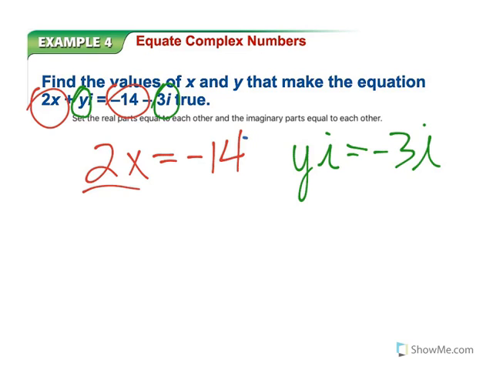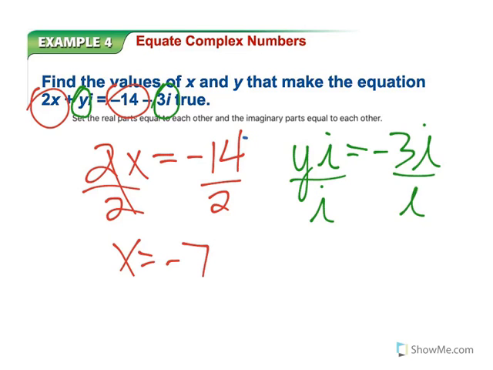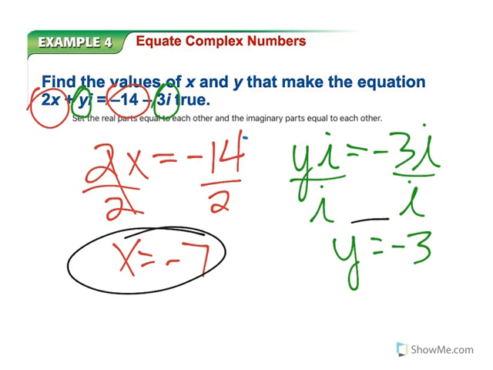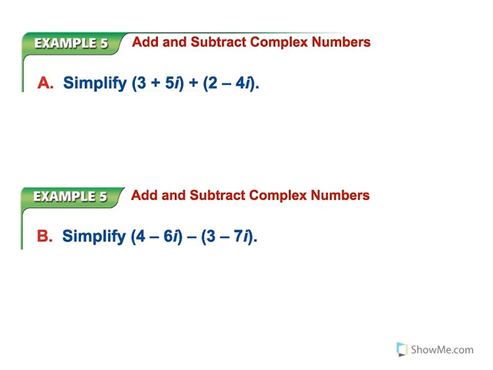For the first one, we're going to take 2x and divide by 2, and take negative 14 and divide by 2. And I get x is equal to negative 7. On the next one, I'm going to just take each side and divide by i. So I get y is equal to negative 3. And those are my answers. x is negative 7 and y is negative 3. So again, all you do is set the real parts equal to each other and the imaginary parts equal to each other.